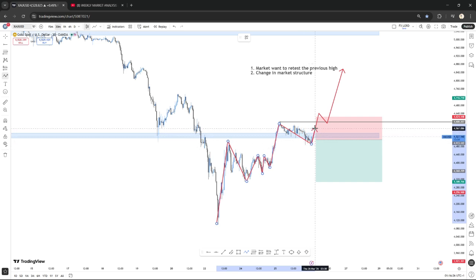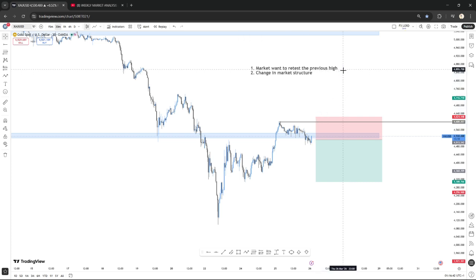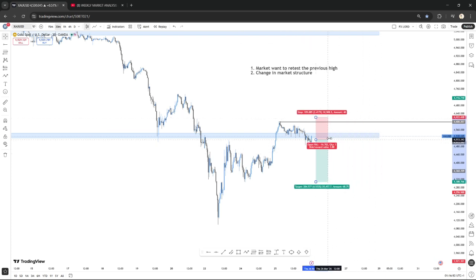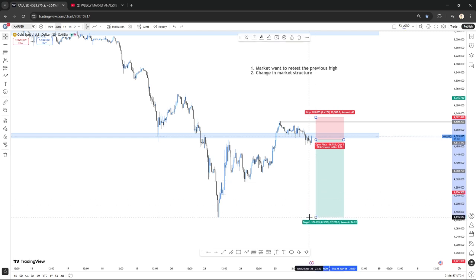Now what could happen is market might change structure. Changing structure means it has to take out this previous high. Then you know that there's a shift or a change in market structure. But if this does not happen, then we are still bearish. Market is just going to fall. So if you are selling, your stop loss is going to be above the previous high, and your take profit is just going to be at the previous low.